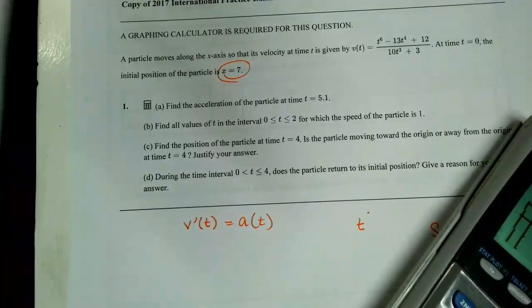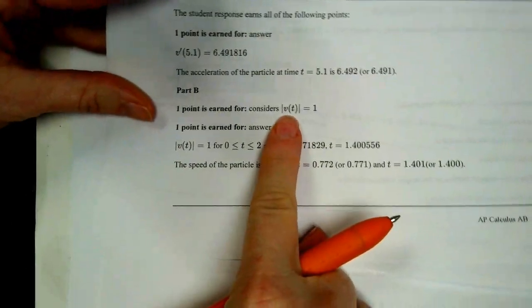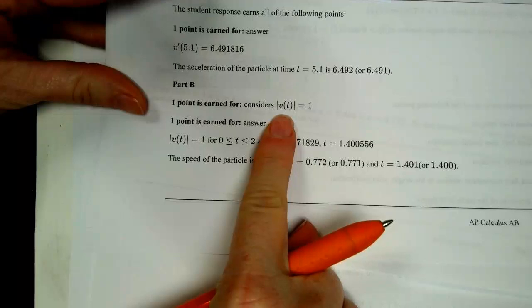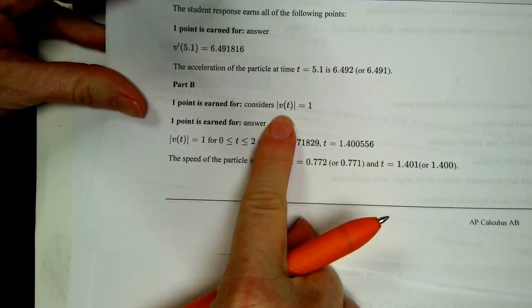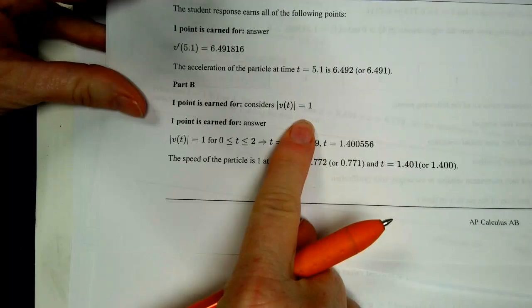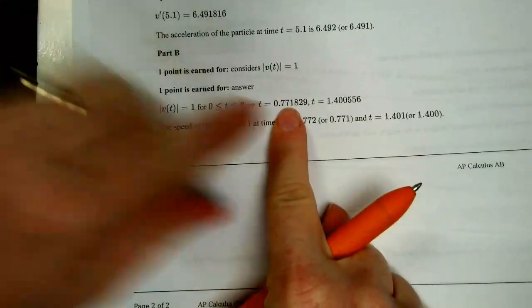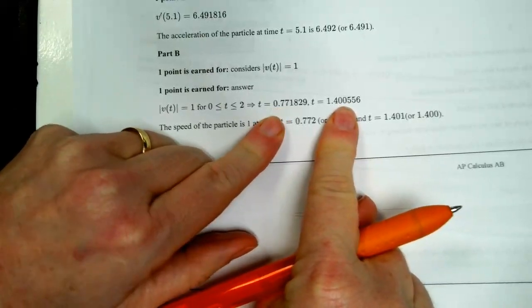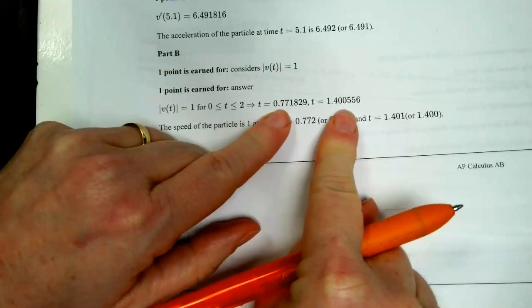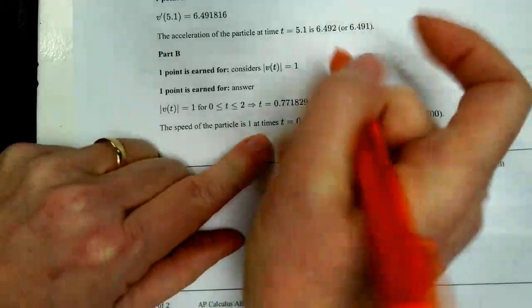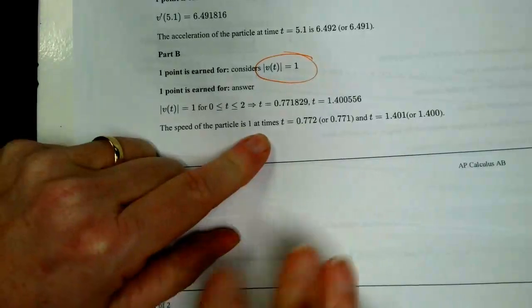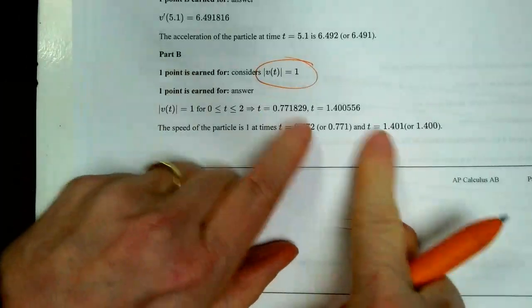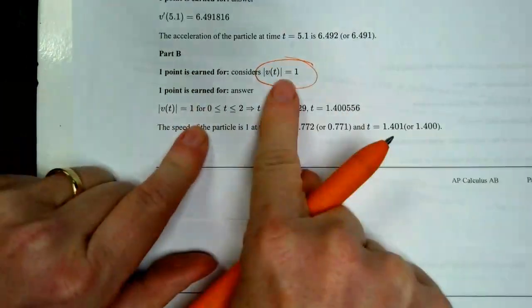Look, you get a point for considering that it's the absolute value. So we have to remember. And these are the 2 answers. Most of you got the 0.771. It's also 1.4 because it's both positive and negative 1. But you have to show that you know this, because they don't know what you put in your calculator. If you got 2 answers, you would have gotten the point for this.